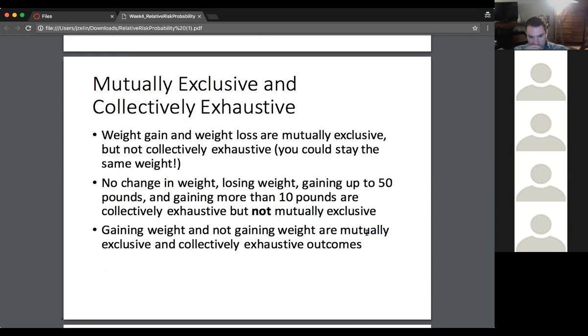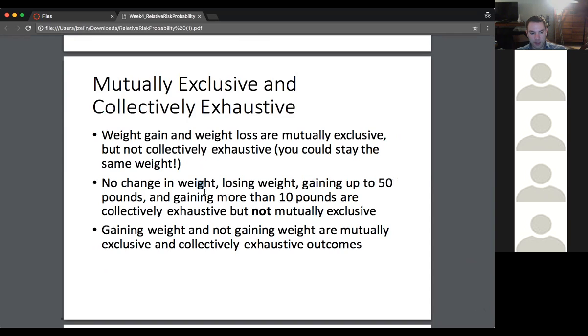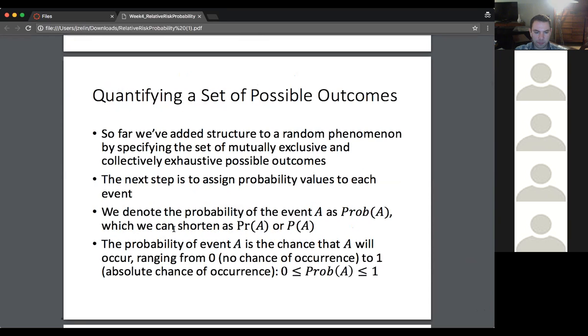But no change in weight, losing weight, gaining up to 50 pounds, and gaining more than 10 pounds are collectively exhaustive, but not mutually exclusive. As you see here, if you're gaining more than 10 pounds, you could also be gaining up to 50 pounds. So that's going to violate the principle of mutual exclusivity. Here is an example where we have mutually exclusive and collectively exhaustive outcomes: either gaining weight or not gaining weight, because these are two distinct and separate outcomes.